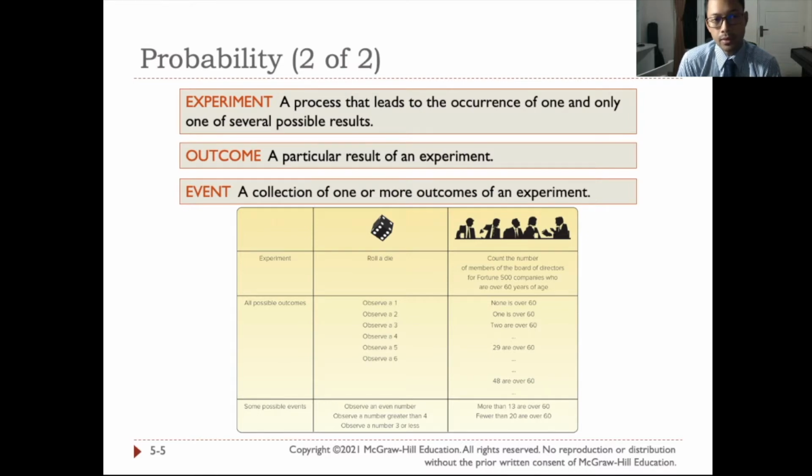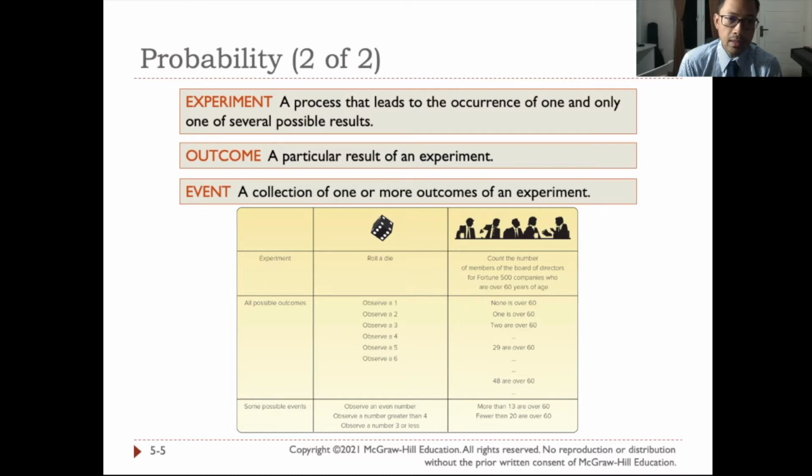The second definition is an outcome. So an outcome is a particular result of an experiment. So for example, if you roll a die, then you could observe a number 1. You can observe a number 4, for example. And for the other experiment, an example of an outcome will be, there is no BOD for Fortune 500 companies that is over the age of 60, or there are 29 out of 500 Fortune companies with BOD over the age of 60. So those are examples of possible outcomes.